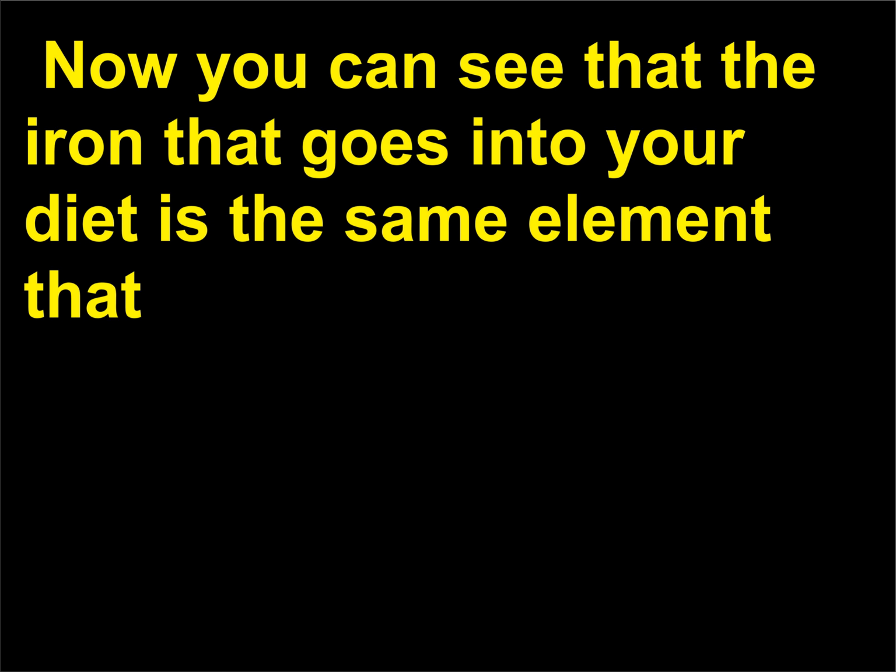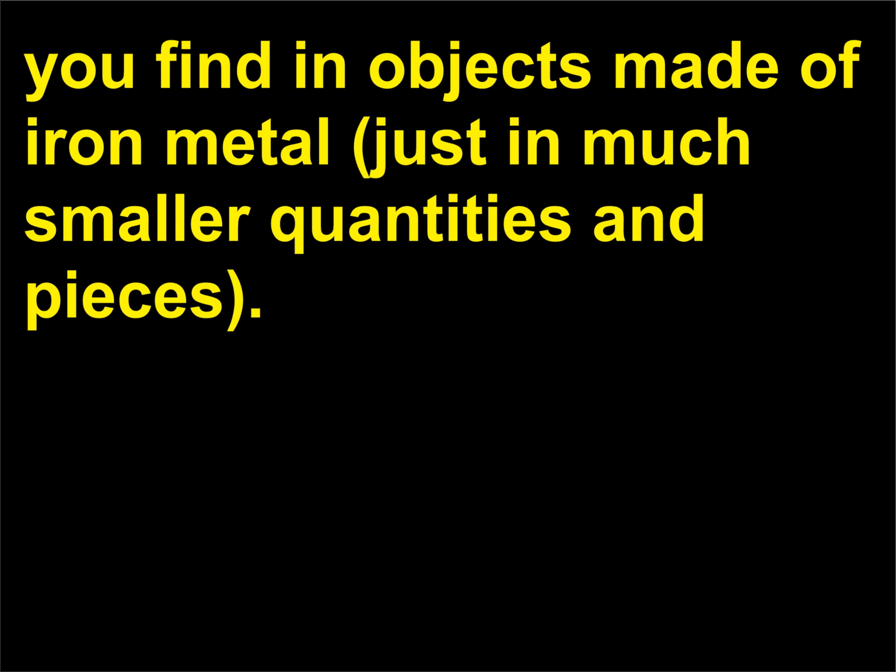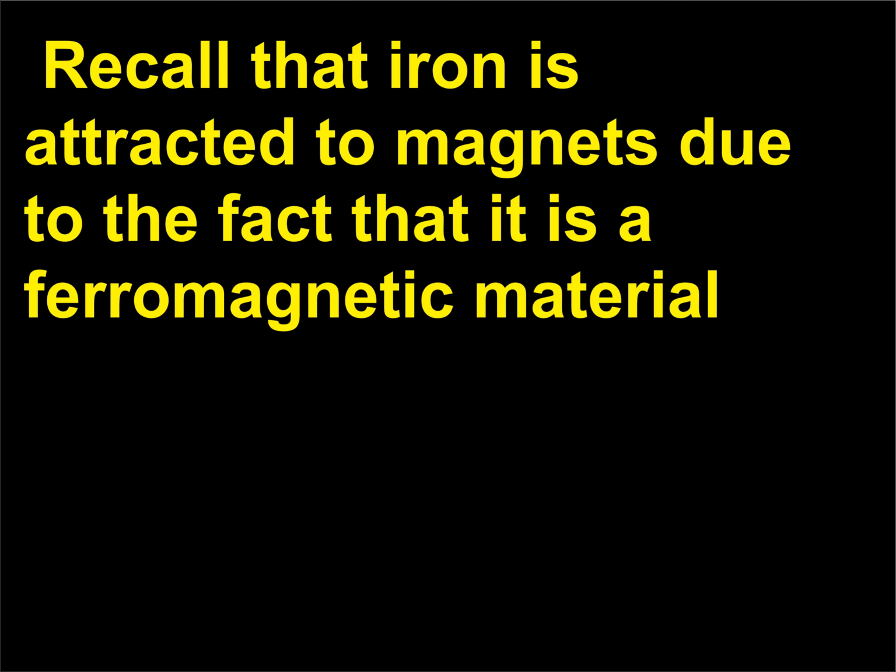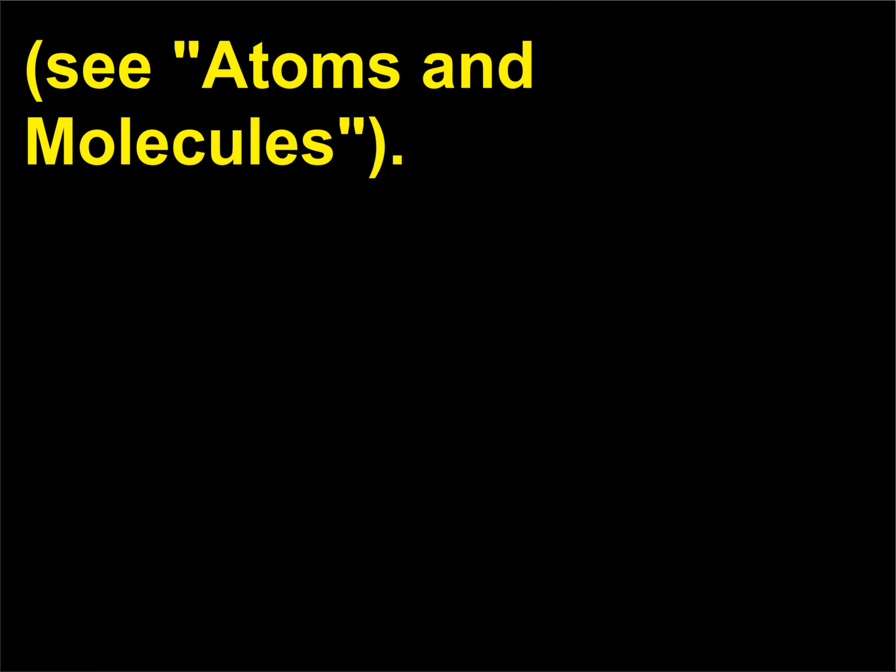Now you can see that the iron that goes into your diet is the same element that you find in objects made of iron metal, just in much smaller quantities and pieces. Recall that iron is attracted to magnets due to the fact that it is a ferromagnetic material. See atoms and molecules.